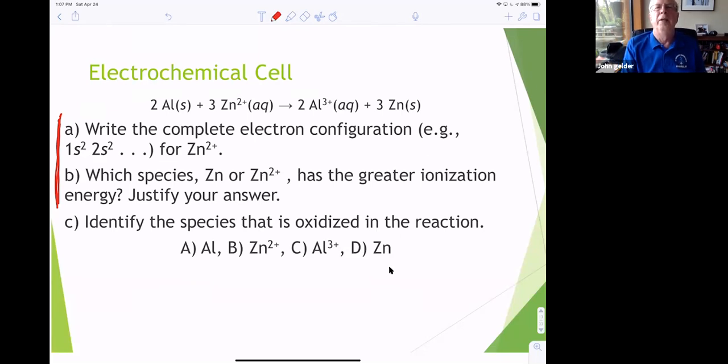All right, I'm going to go ahead and end the poll. We've got four responses, and I'm going to share the results. Choice A is the correct choice. Aluminum is the species that's being oxidized. The other choice, zinc ion: zinc ion has a +2 charge, and it's going to 0. Believe me, this is a very common error that students make.